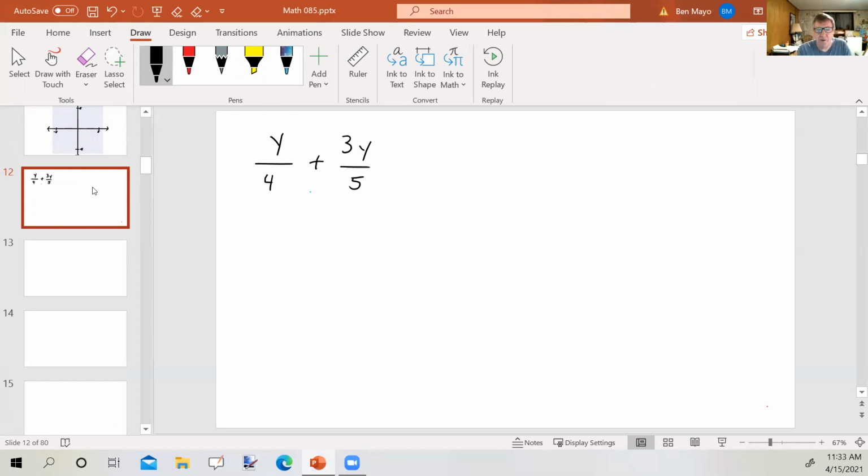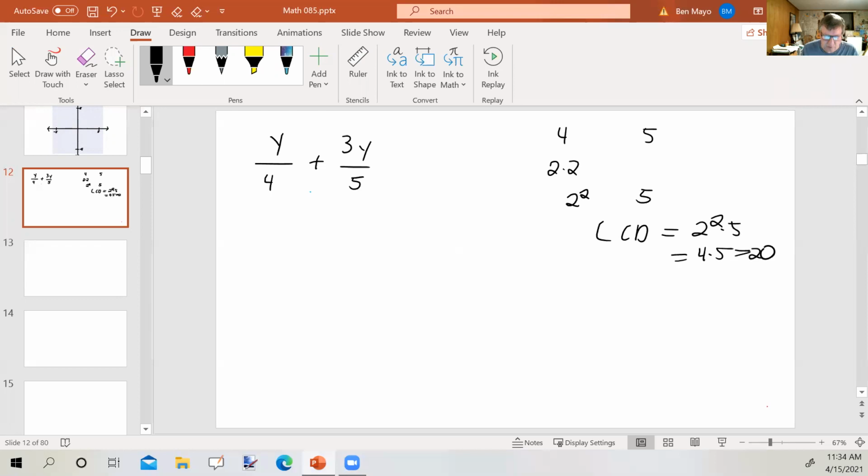In order to add two fractions, we need to have the same denominator. So the first thing we need to do for this problem is to find the least common denominator of 4 and 5. 4 could be prime factored into 2 times 2 or 2 squared. 5 prime factors into just 5. So the least common denominator would be 2 squared times 5 or 4 times 5 or 20. Now that we know the least common denominator, the next step is to take each of the original fractions and build them up to new fractions that have the same least common denominator being 20.